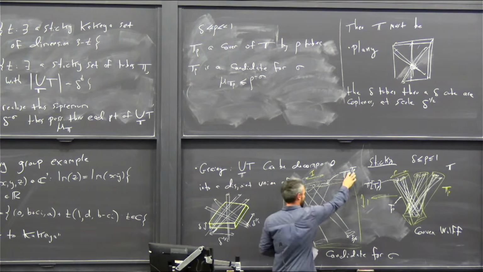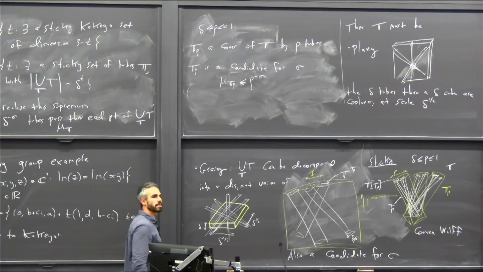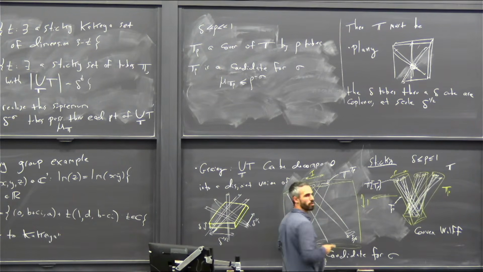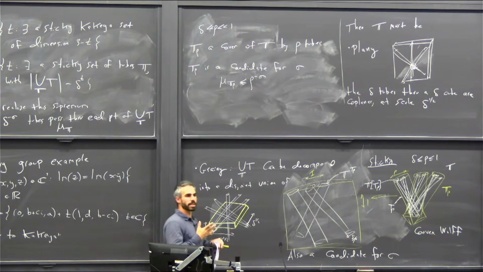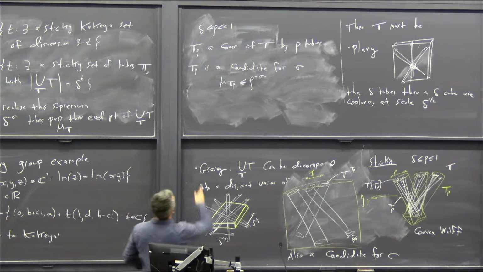So this set is a candidate for sigma. And what does that tell us? It tells us that the volume of the union is at least this scale, delta over rho, to the sigma. Equivalently, the intersection multiplicity is at most the reciprocal of that. Now, where was I?